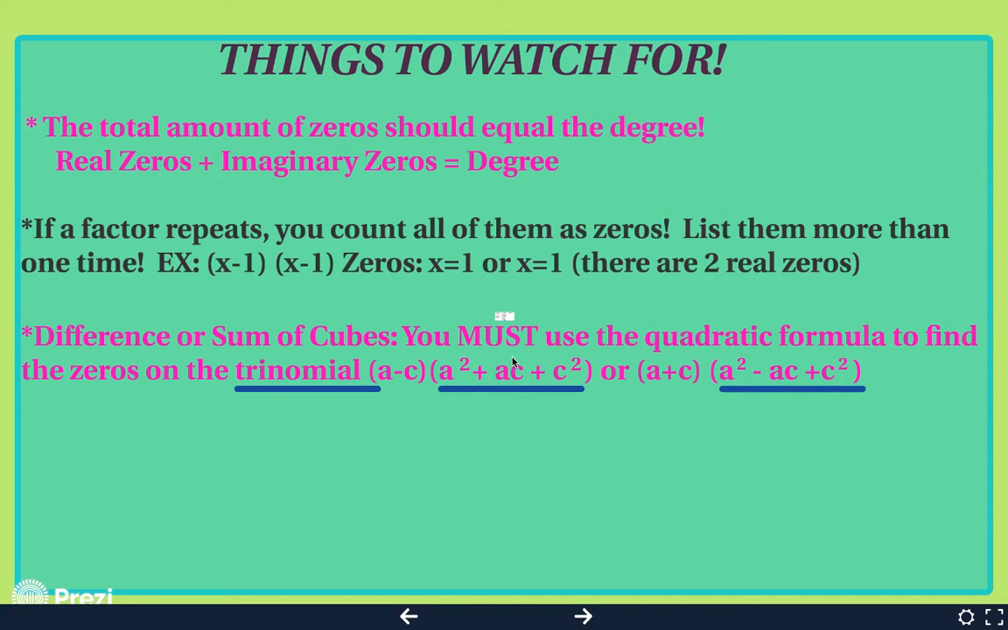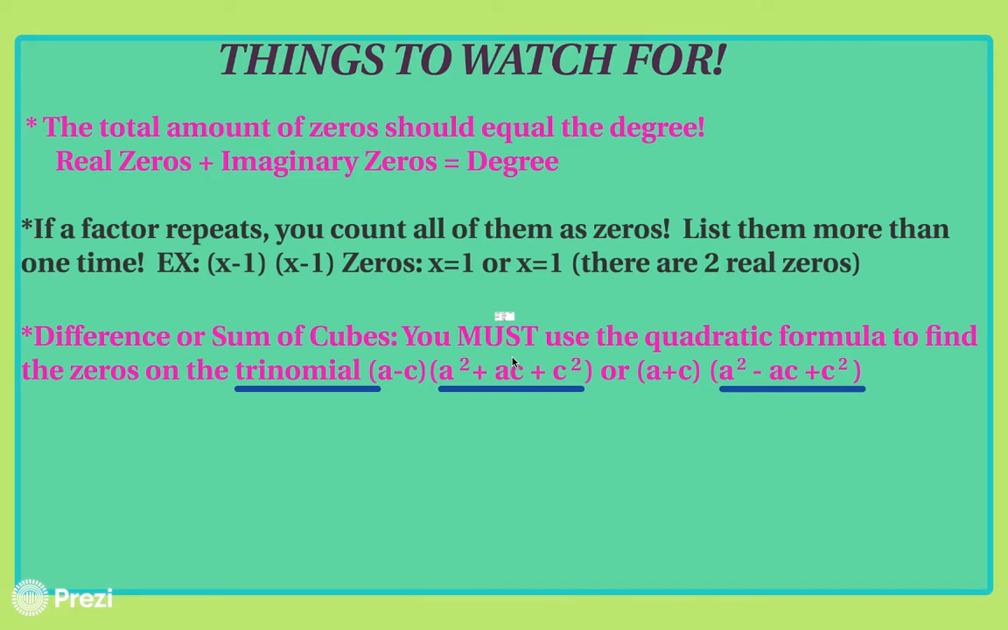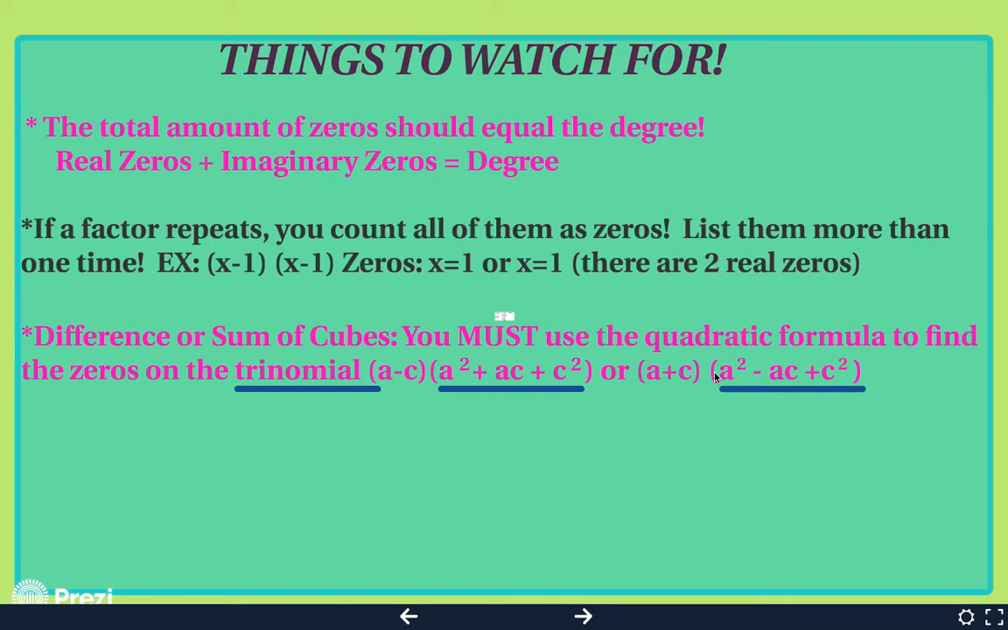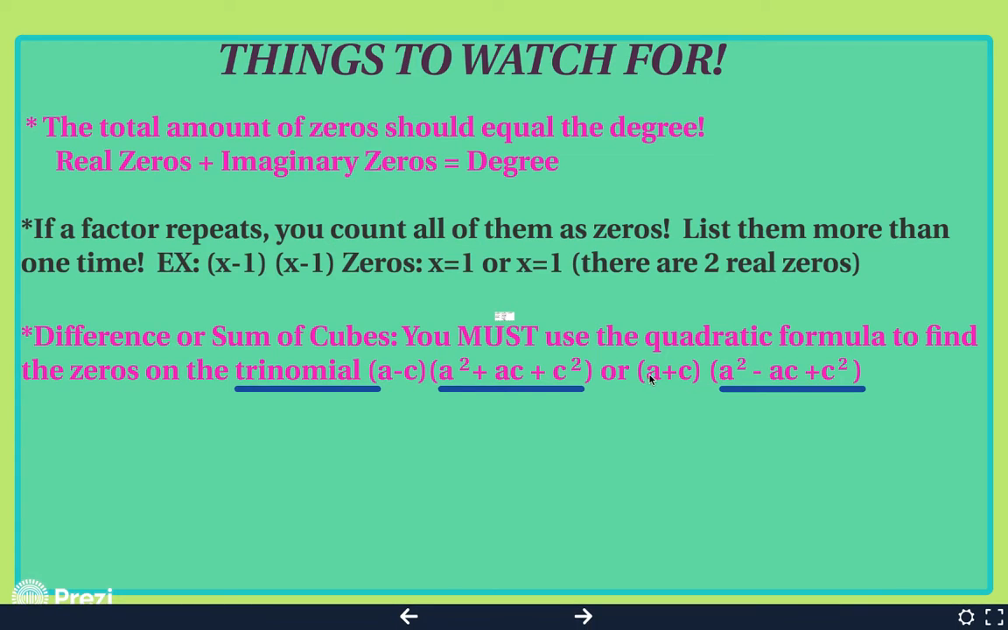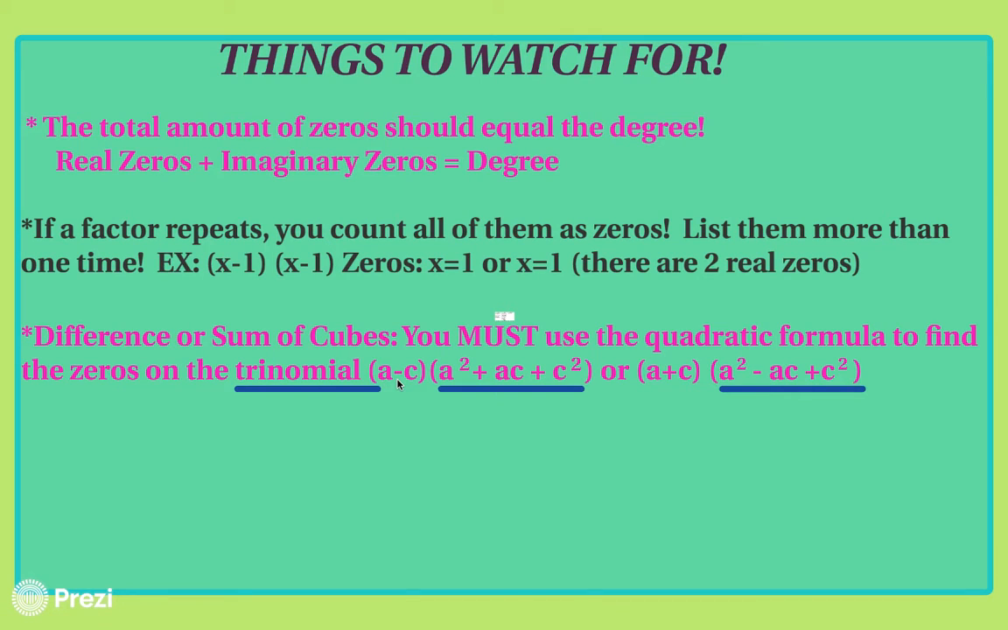Okay, so whenever you use a difference or sum of cubes, the factor that has 3 terms, you cannot solve this using slide and divide. It will not work. What you have to do is the quadratic formula every single time. Now the binomial term, the a minus c or the a plus c, you can just simply set that equal to 0 and solve. That's pretty simple.